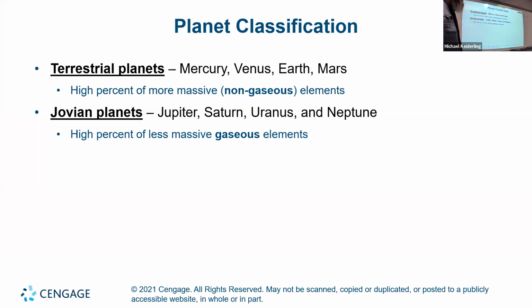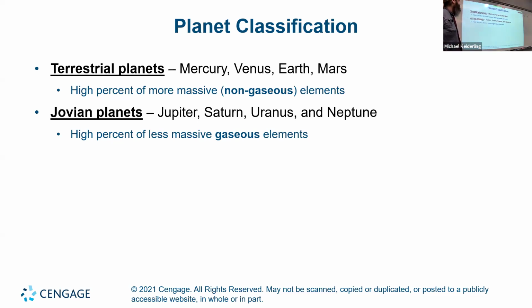Now, a more common classification of the planets is by their type. There are two types of planets. There are terrestrial planets, which are like Earth, so we call them terrestrial. And there are Jovian planets, which are like Jupiter, so we call them Jovian, because Jupiter is the biggest one of them. The terrestrial planets are Mercury, Venus, Earth, and Mars. They have a high percentage of heavier elements, so they're generally smaller, denser, rockier.